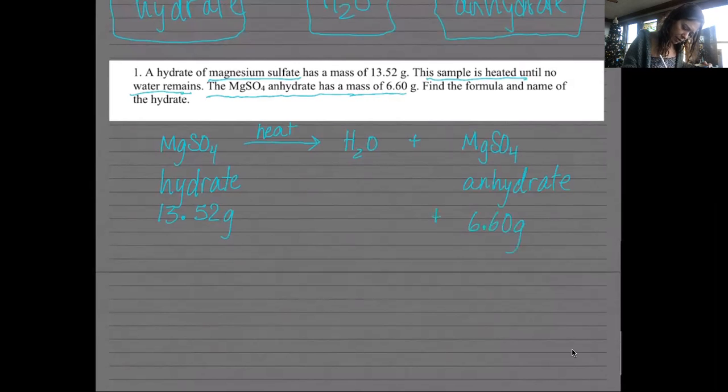So I can easily solve for the mass of water that must have left the system and caused the decrease in the overall mass. That's 13.52 minus 6.6, and I can easily determine that there were 6.92 grams of water in the hydrate.